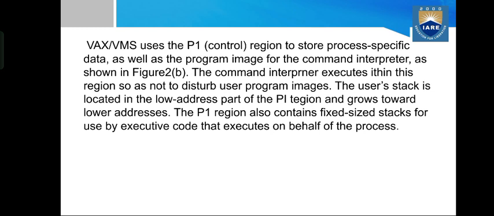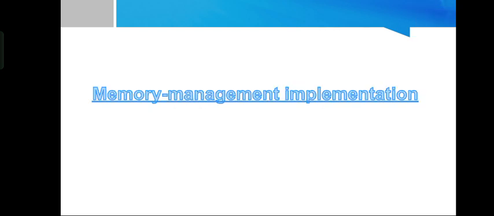The command interpreter executes within this region so as not to disturb user program images. The user stack is located in the high address part of the P1 region and grows towards the lower addresses, and the P1 region contains fixed stacks for executing code that runs on behalf of the process.